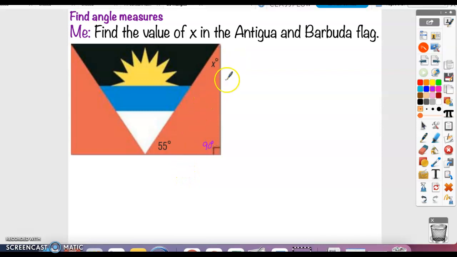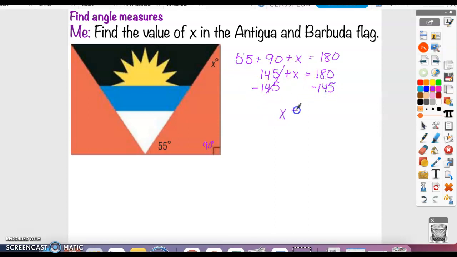And so basically all we do is we create an equation. So we're going to add these 3 angles up, and we know that all 3 of them added together equal 180. So we have our 55-degree angle plus our 90-degree angle plus X, and that's the one we're looking for, and all 3 of those together equal 180. So we're going to solve just like we would for any equation. So you add your 55 and your 90, which is 145, plus X is equal to 180. Solve for X, subtract 145 from both sides, and X is equal to 35 degrees.